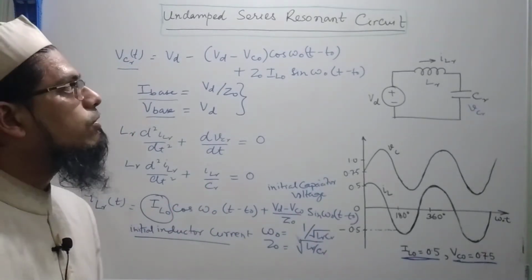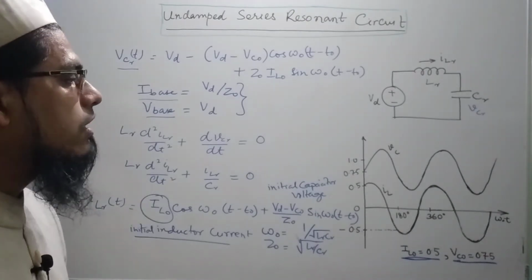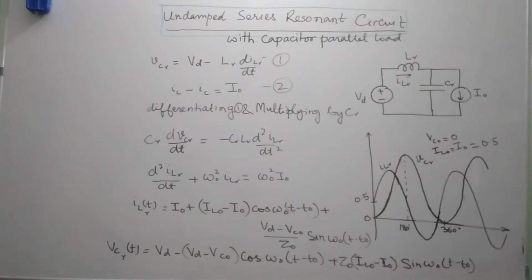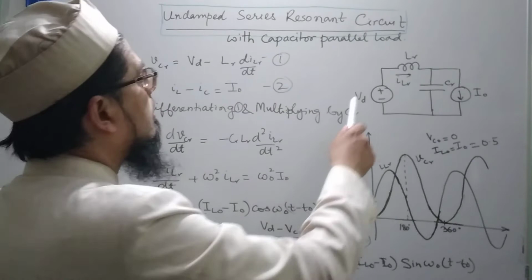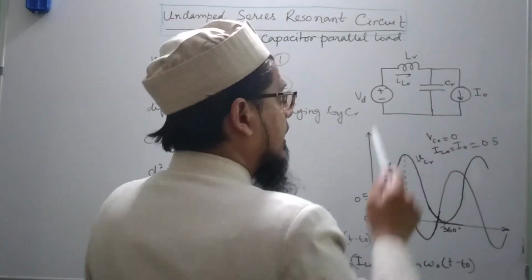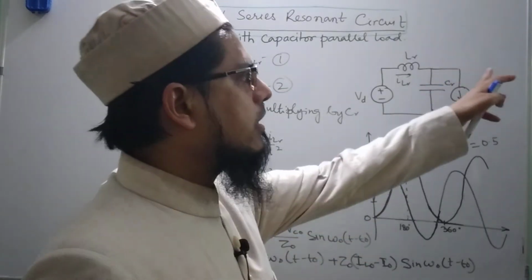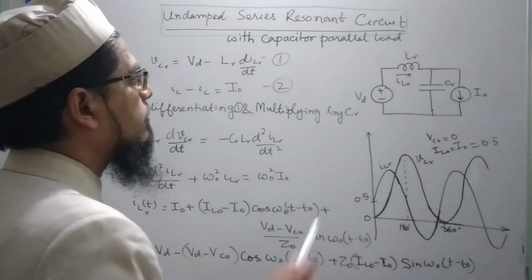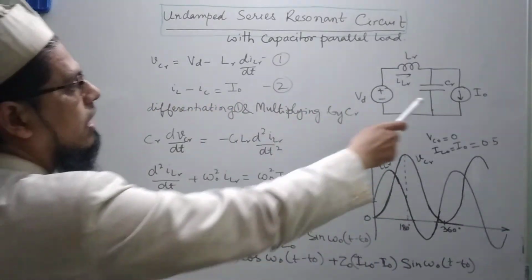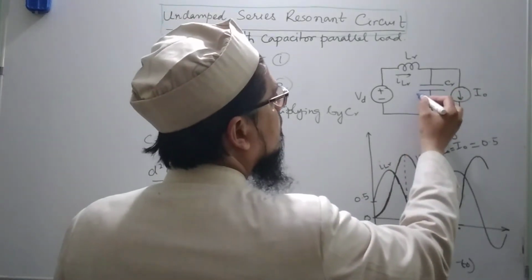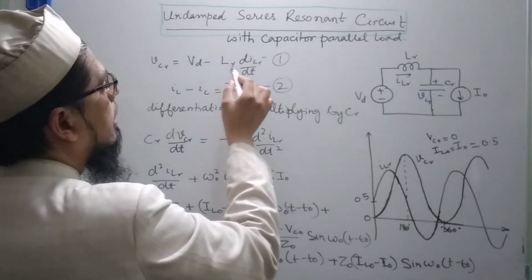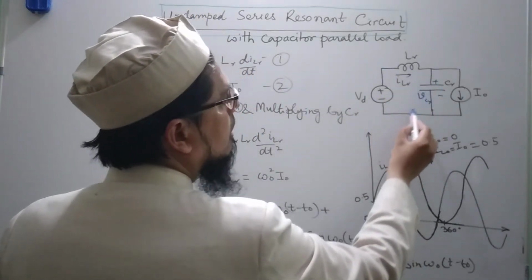So let us now derive the relations for VCR and ILR when there is a capacitor in parallel with the load. I have drawn here an undamped series resonant circuit with a capacitor in parallel with the load. The load is shown as a current sink, which we normally do if there is an inductor at the load side. For this circuit, VCR, the voltage across the capacitor, plus to minus, can be written as Vd minus LR dILR by dt. So basically I have applied KVL in this loop.